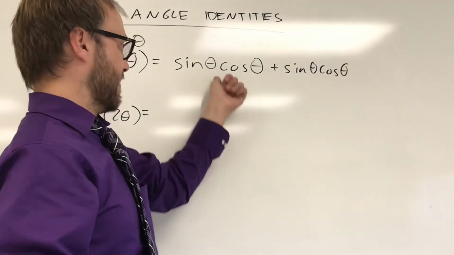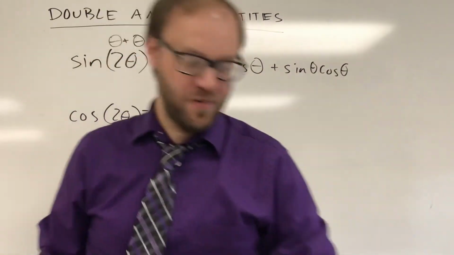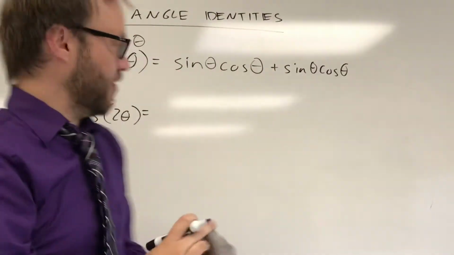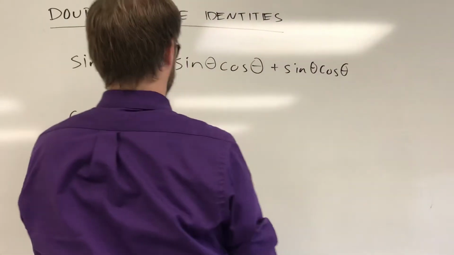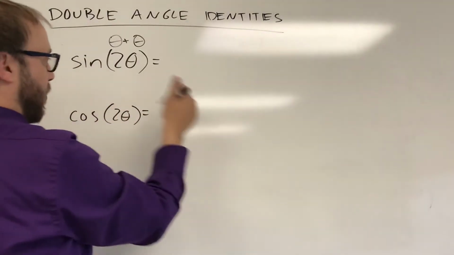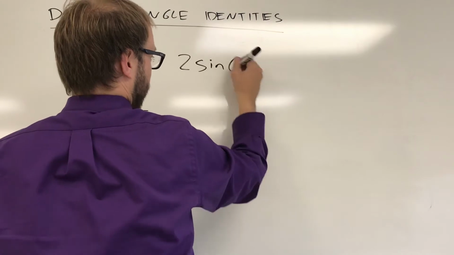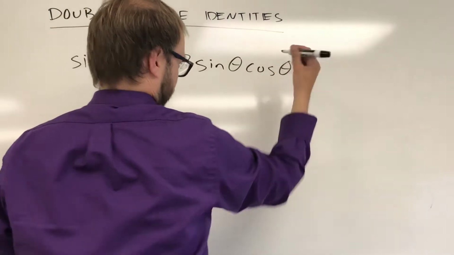And if you notice, I've got sine of theta cosine of theta, sine of theta cosine of theta twice. I have two of the same thing. Those are like terms, so I can just add those together, and it turns out that if you want to take the sine of twice an angle, that's the same thing as taking twice the sine of an angle times the cosine of that same angle, okay?